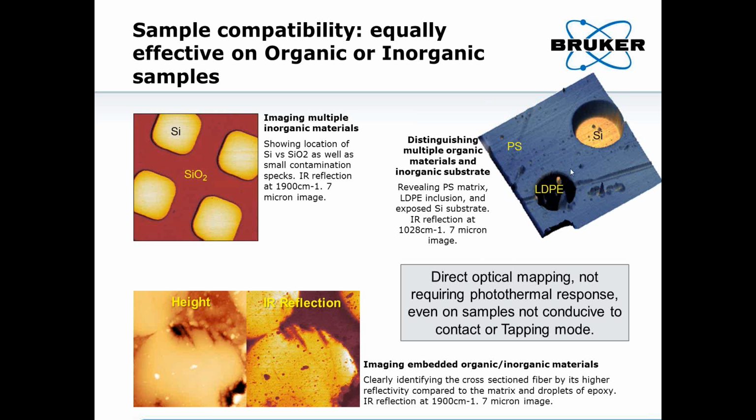Furthermore, we can study combined samples that have organic regions and inorganic regions. For instance, in this example in the top right, we have a polystyrene matrix that contains LDPE regions, but also regions where the silicon substrate is visible. And as you might expect, the silicon substrate is more reflective than the organic polymers, and it shows the largest infrared reflection signal. So in this particular example, one could use the infrared reflection channel alone to identify which of these three materials they are looking at.